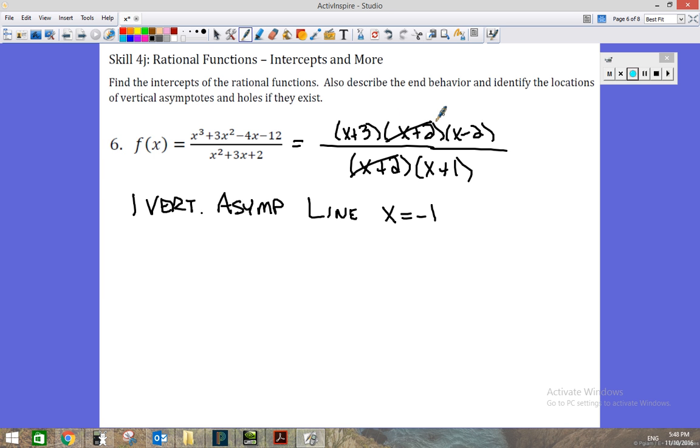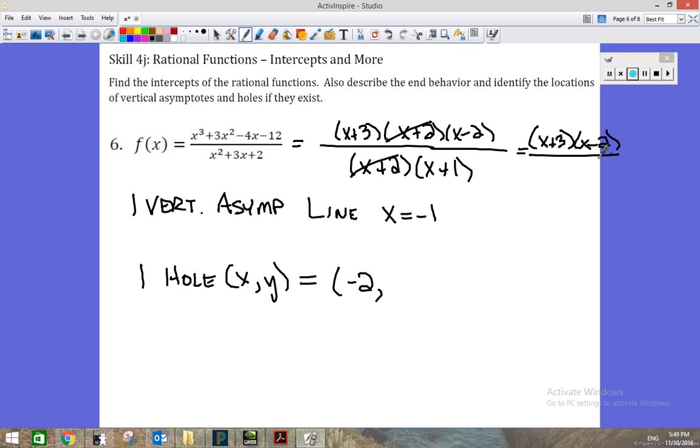So now, since there are common factors here, I know that I have one hole in the graph. For holes, I need to provide the x and y coordinate, the location of the hole. Well, what canceled here was x plus 2. Set that equal to 0. X plus 2 equals 0. Well, x would have to be negative 2. If I plug negative 2 into the original expression, I'm going to get 0 divided by 0. I have to plug it into the reduced expression, which is x plus 3, x minus 2, over x plus 1. So let's do that down here, scratch work.